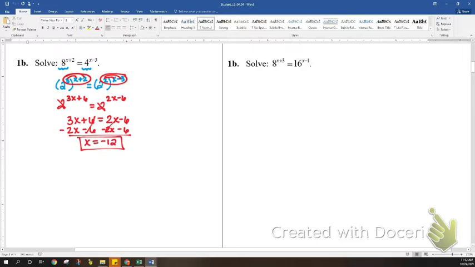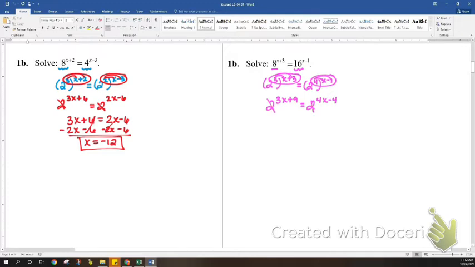Okay, I'm going to solve the pencil problem here. If you want to pause it, go ahead. So again, can 16 go down to a base of 8? It cannot. But 8 and 16 both will go down to a base of 2. So 8 is 2 to the third, to the x plus 3, equals 16, which is 2 to the fourth, to the x minus 1. We've got a power to a power in our exponent, so we're going to multiply these. We distribute the 3, and we distribute that 4. So 2 to the 3x plus 9 equals 2 to the 4x minus 4.